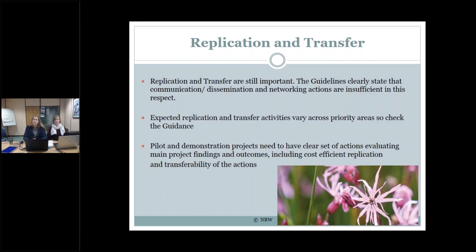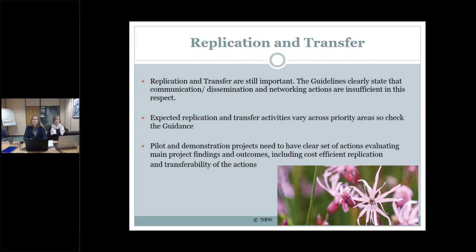For example, pilot and demonstration projects must have a clear set of actions for evaluating the main project findings and outcomes, including the cost-efficient replicability or transferability of the actions and results, and the measures taken to ensure the actual replication or transfer of successful pilot demonstration actions. Proposals that are insufficient in these respects will not be considered pilot or demonstration.